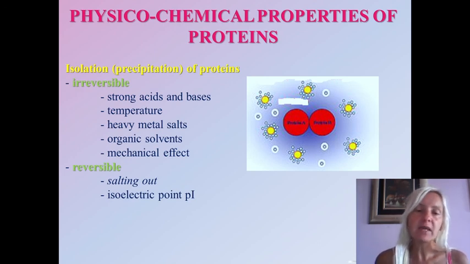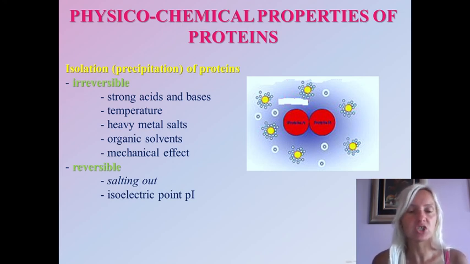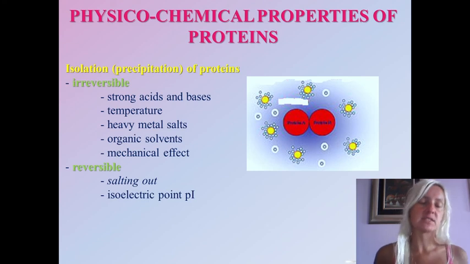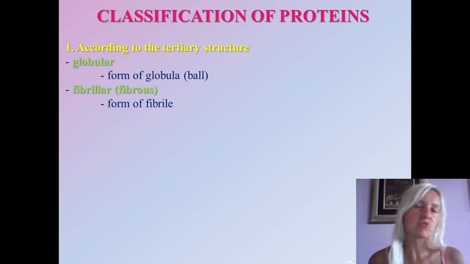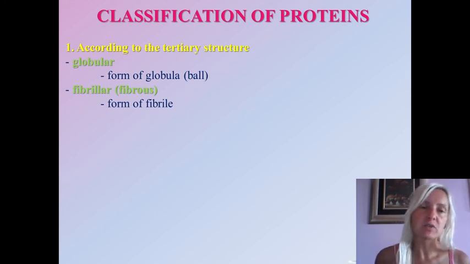In order to make this salting out process quantitative and more effective, you can combine salting out with the achievement of isoelectric point, which we said leads to the decrease in the solubility of the protein itself. Speaking of classification of proteins, there are different ways to classify proteins. The first one is according to the tertiary structure, and I have already mentioned this. And according to this, proteins are classified to globular proteins.